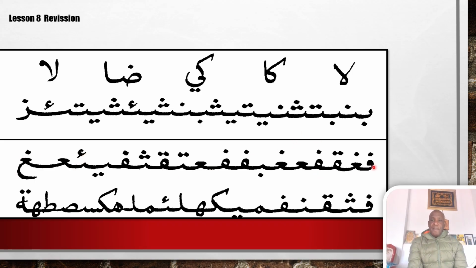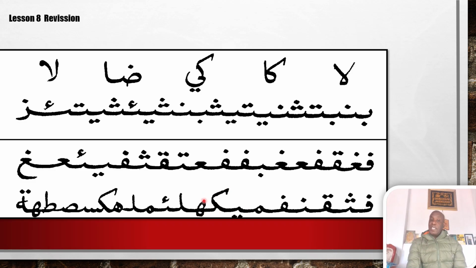So let's recap that. Fa, Ghain, Qaf, Fa, Ain, Ghain, Ba, Fa, Fa, Ain, Ta, Qaf, Tha, Ba, Tha, Fa, Ya, Hamza, Ain, Ghain. Right, now the last one in this series is the letters coming just after these ones here. And also here start with Fa, Tha, Qaf, Noon, Fa, Mim, Ya, Kaf, Ha.